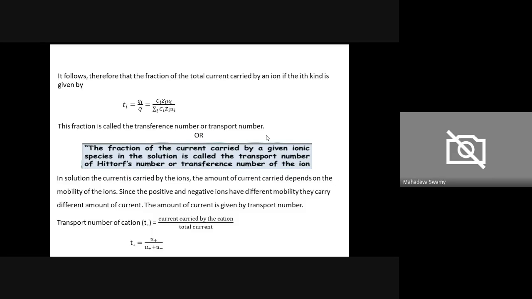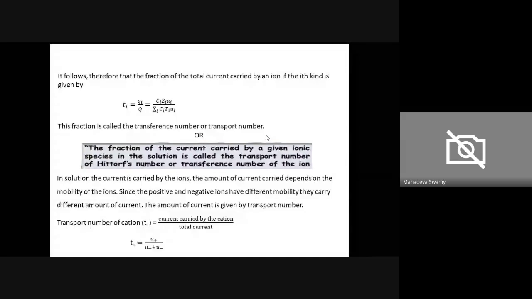The amount of current carried depends on the mobility of ions. The amount of current carried by an ion depends on its mobility, how fast it moves in the solution. Since the positive and negative ions have different mobility, they carry different amounts of current.